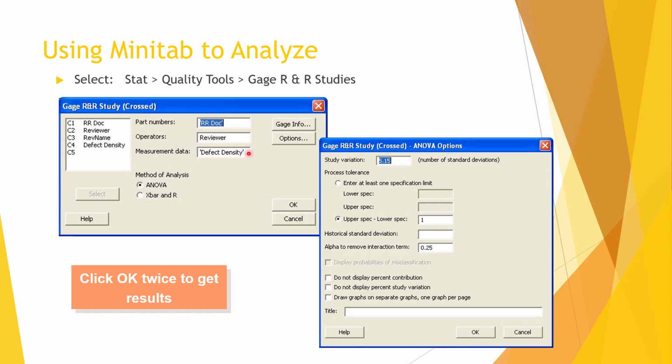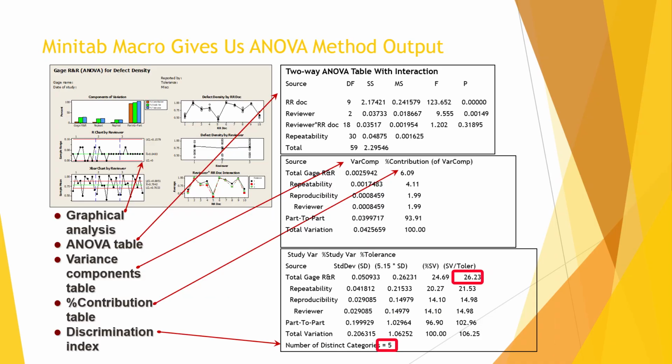The operators is the reviewer. The measurement data is the defect density. The method of analysis is ANOVA. The study variation is around, what is that, a 5 or a 6? I think it's 5.15. The upper spec, lower spec is 1, and the alpha to remove interaction term is 0.25. Then you click twice to get the results.